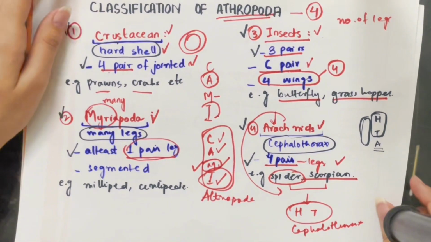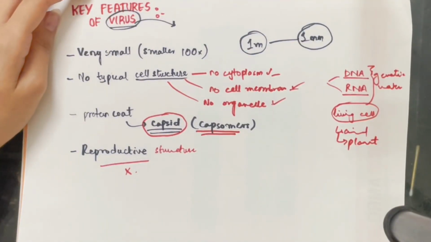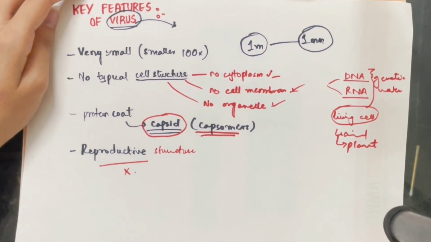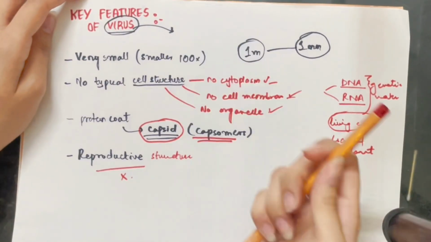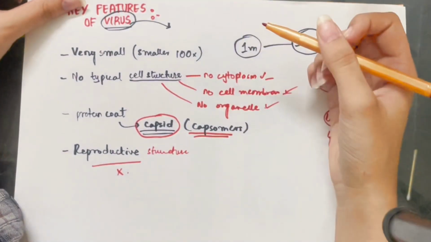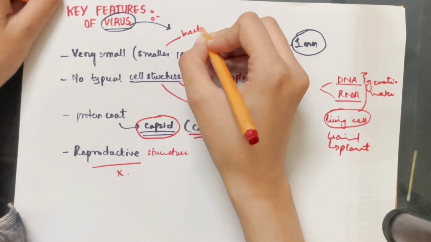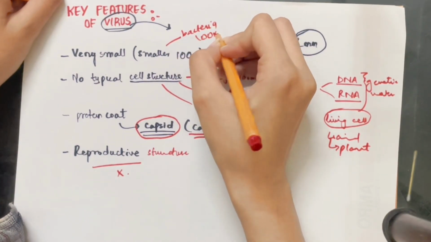The last topic that we have for discussion is the virus. This was the last topic 2.2, to discuss the key features of the virus. The size of a virus is a very common MCQ. The size of a virus is much smaller than bacteria. It is almost 100 times smaller than bacteria.